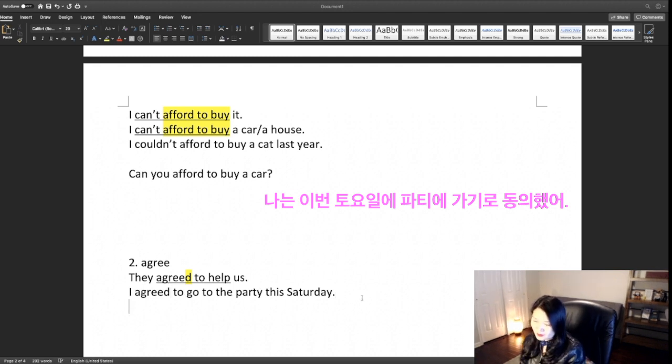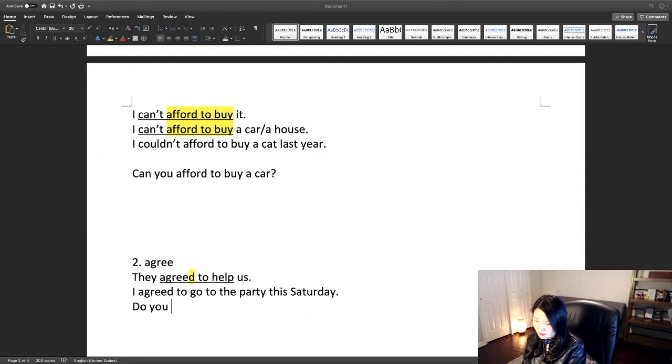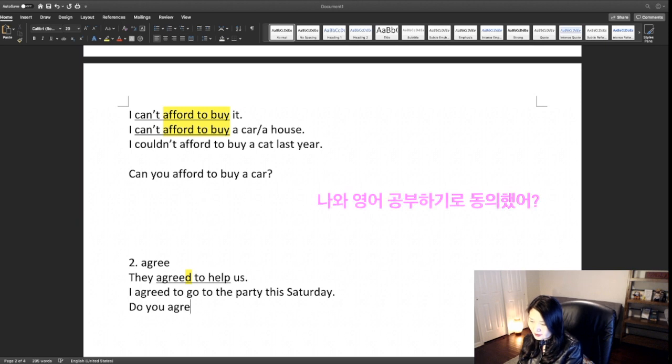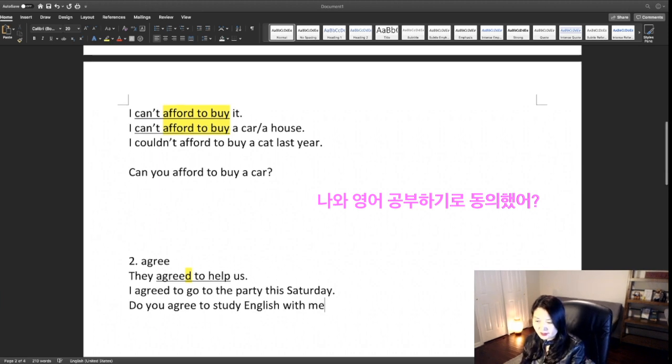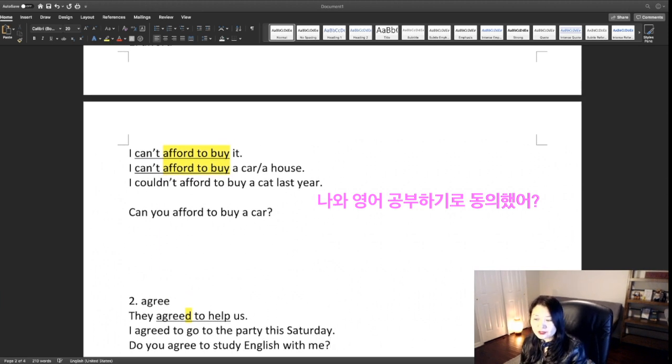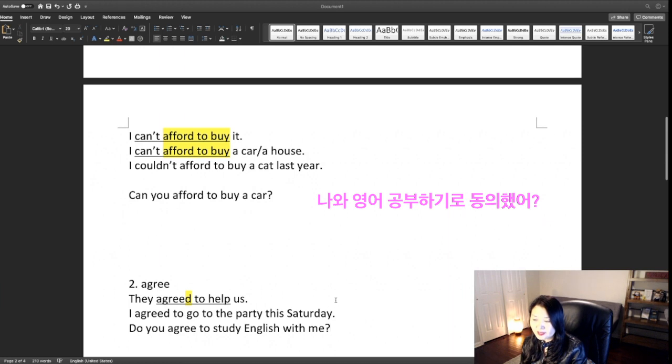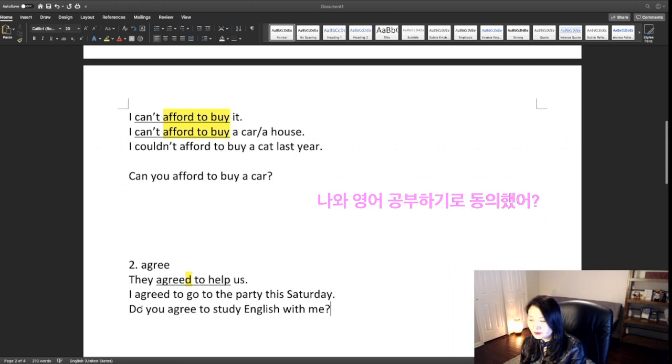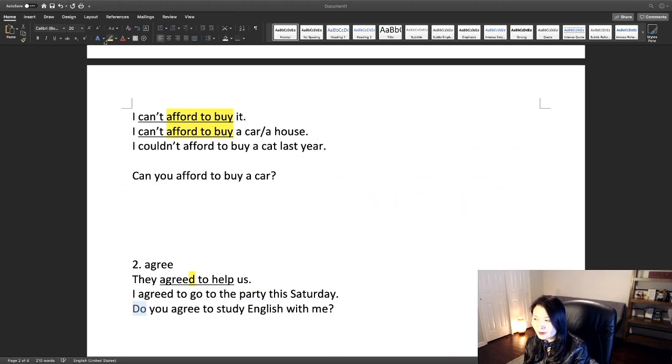Or if you want to make a question, do you agree to study English with me? Do you agree to study English with me? Right? If you want to use something that happens all the time, you're gonna say, do you, right?